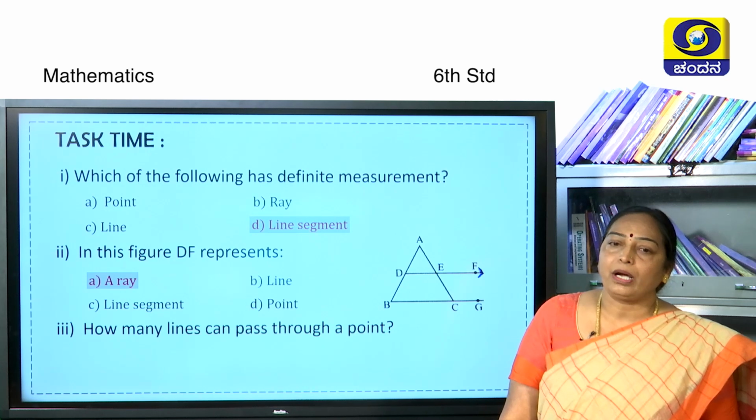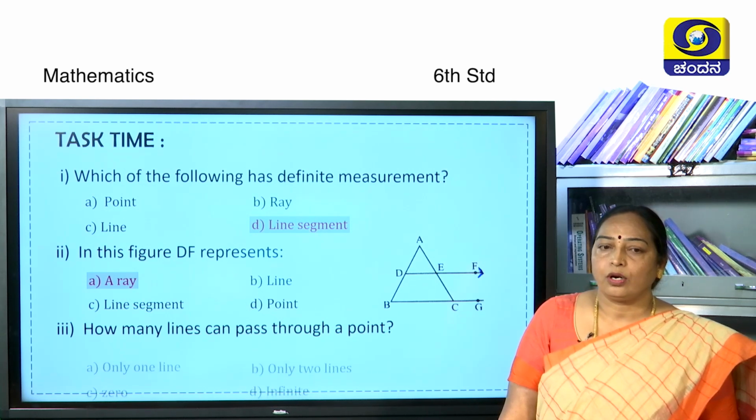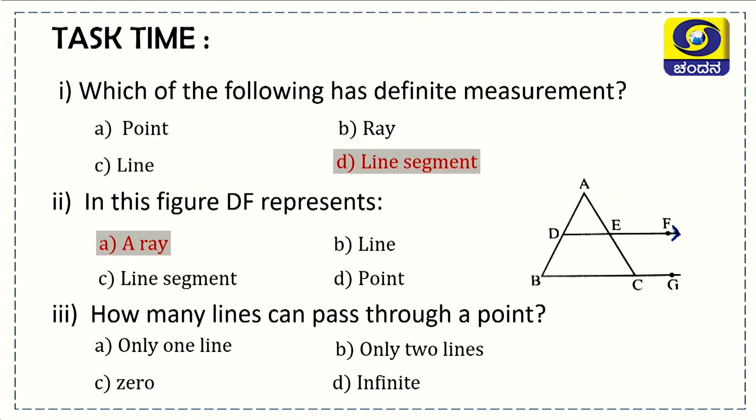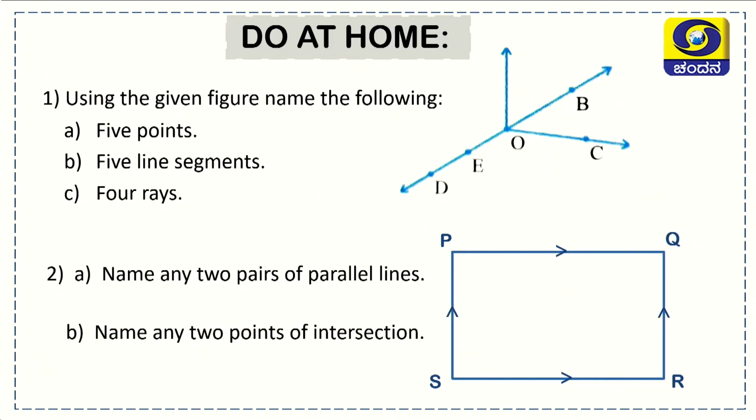How many lines can pass through a point? Options: only one line, only two lines, 0, infinite. Children, already we knew the answer, infinite. Infinite number of lines can pass through a point. Children, it is time to note down the questions. Write down in your notebook. First question, using the given figure, name the following: 5 points, 5 line segments, 4 rays. Name any 2 pairs of parallel lines and name any 2 points of intersection.